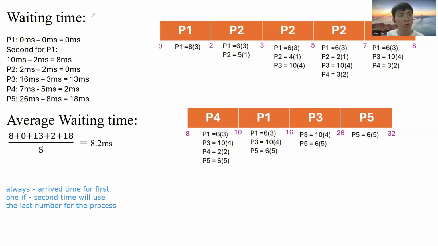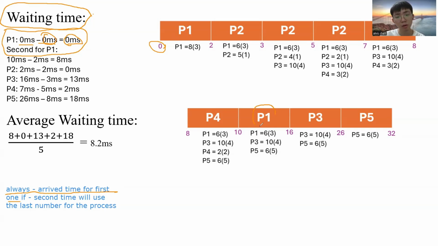Okay. Now I will talk about how to calculate the waiting time. The first one is we must always minus the arrival time for the first one. Like this P1, the arrival time is 0, right? So the 0 here minus the 0. 0 minus 0 is 0 ms. Okay, this is the arrival time.